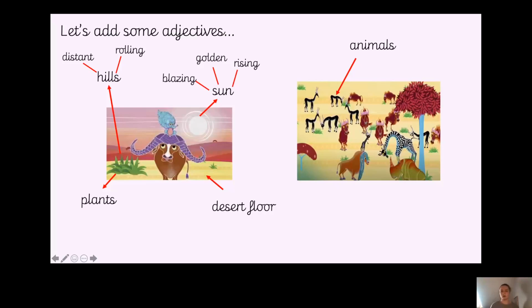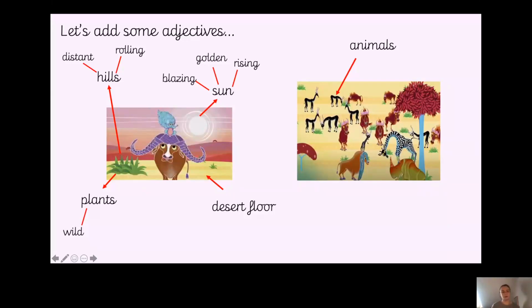Now, which noun shall I choose next? I'm going to choose the plants. Now, how could I describe the plants? Well, the plants are right in the middle of the desert, aren't they? So therefore, they are wild plants, and I'm going to use the adjective wild to describe them.